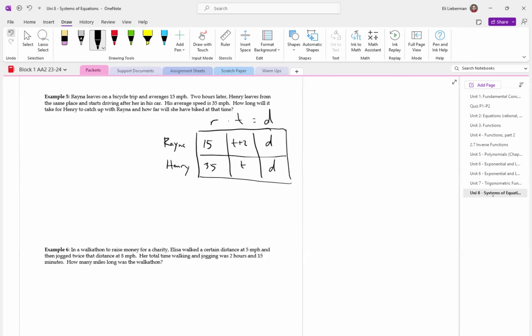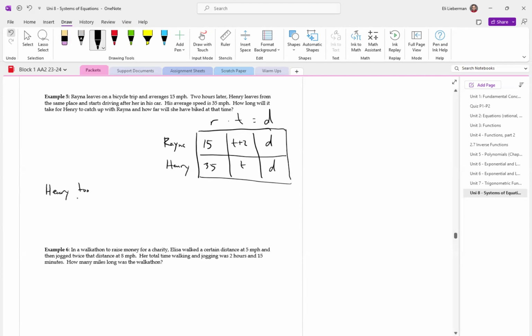I really like that you're not using X and Y. Obviously, you can use X and Y, but in these problems, it makes sense to use R, T, and D. Okay, and the final answer? Henry will have biked for 1.5 hours, and Reina will have traveled 52.5 miles.